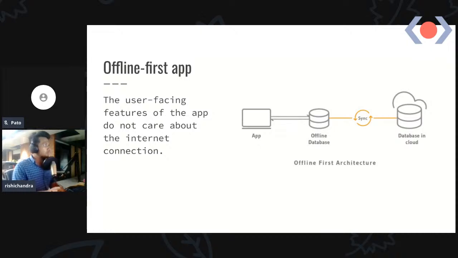So what is an offline first app? In an offline-first app, the user-facing functionalities of the application do not worry much about the internet connection, which means that the core functionality of the application stays consistent irrespective of whether the user is connected to the internet or not. If you look at the high-level architecture, it is an app talking to the offline database and only the offline database, and then there is a sync process going on in the background, which keeps the offline database in sync with the database in the cloud.